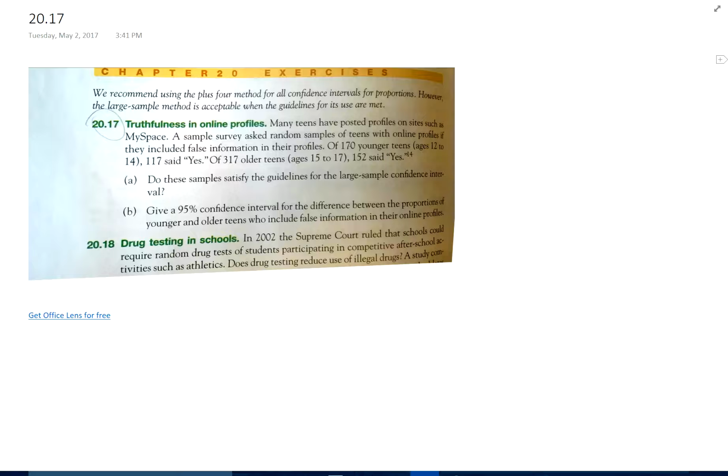Okay, 17. Truthfulness in online profiles. Many teens have posted profiles on sites such as MySpace. That pretty much tells you how old this book is. A sample survey asked random samples of teens with online profiles if they included false information. Of the 170 younger teens, 117 said yes. Of 317 older teens, 152 said yes. So we've got your two samples. You've got younger teens, 117 out of 170, and older teens, 152 out of 317.